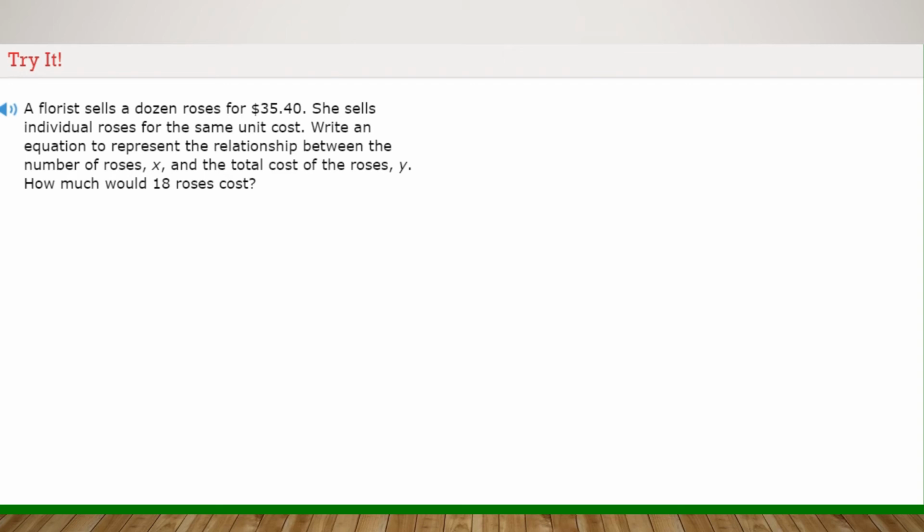First, I'm going to annotate by highlighting my given and find. I know a dozen roses cost $35.40, and it tells us the number of roses is x, and then the total cost is y. Now I need to figure out what I am trying to find. So the find is how much would 18 roses cost? In order to figure this out, we first need to figure out the unit rate, how much one rose costs. And we can do that the same way we find our constant of proportionality, by putting y over x.